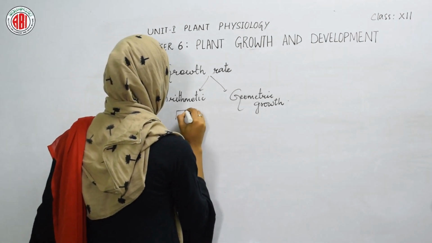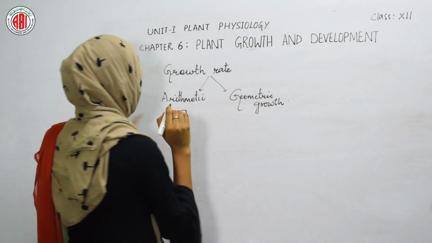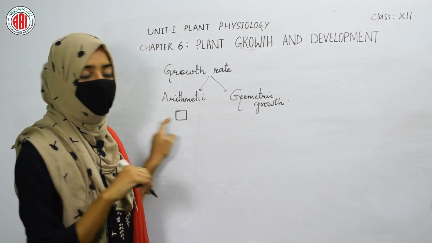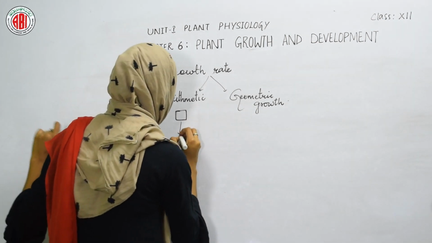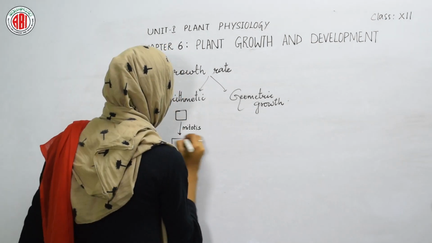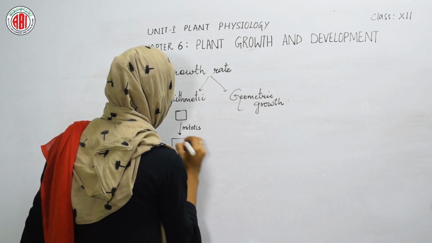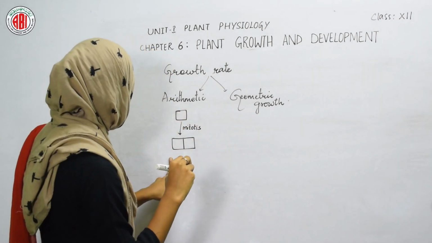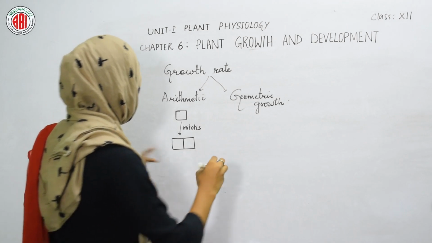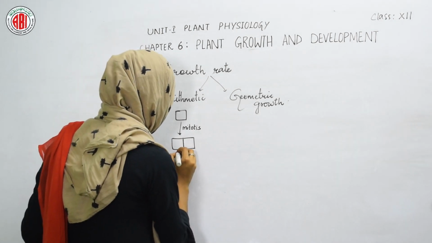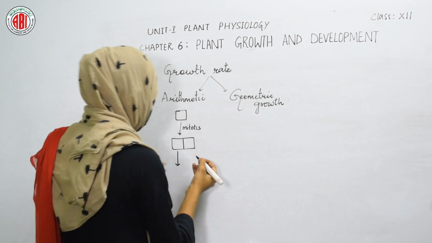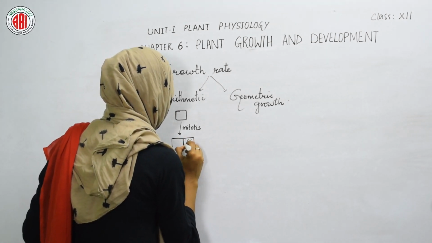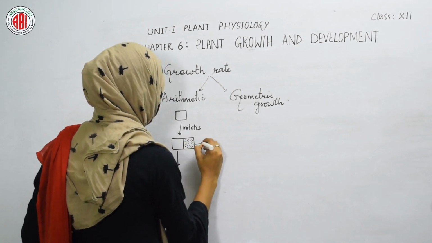Here we are taking one parenchyma cell. This is only one cell. When this cell undergoes mitotic division, it forms two daughter cells. In arithmetic growth, what happens? Out of these two parenchymatous cells, one cell continues to divide, and the other cell gets specialized. That means it gets differentiated.